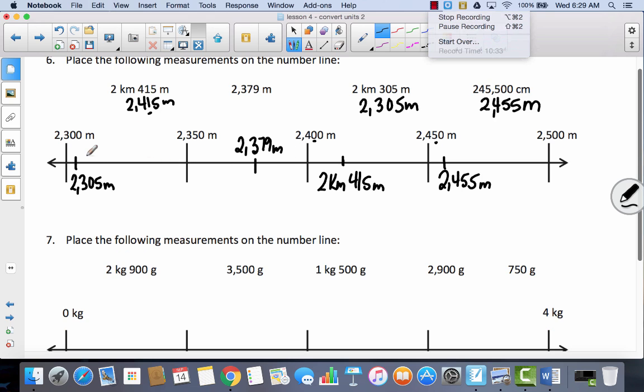Okay, so you can see I put 2,305 meters here, just after 2,300 meters. And then you can see I have 2,455 meters right after 2,450 meters.